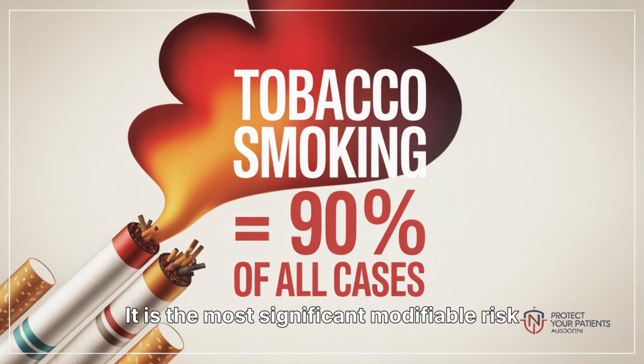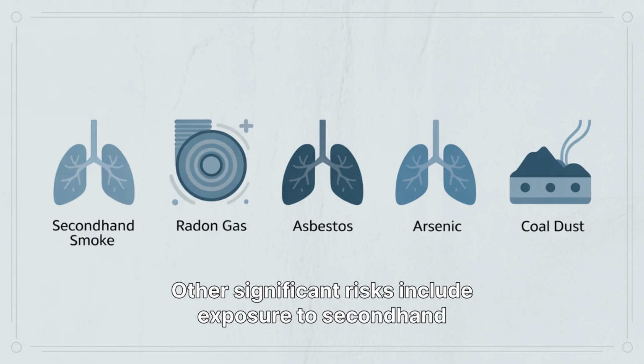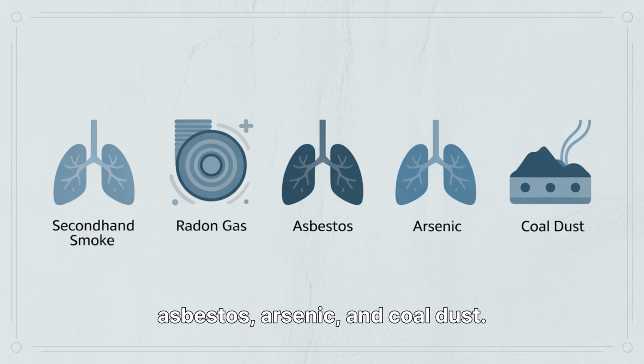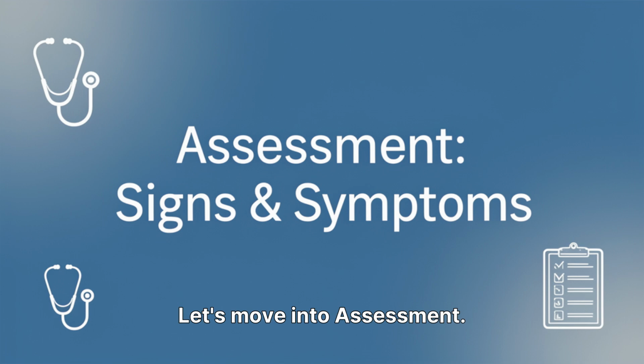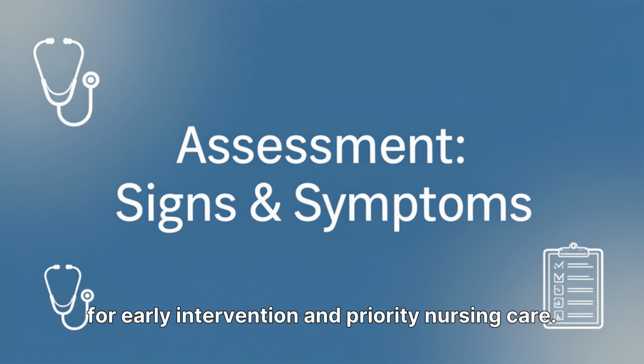It is the most significant modifiable risk factor. Other significant risks include exposure to secondhand smoke, radon gas, and industrial toxins like asbestos, arsenic, and coal dust. Let's move into assessment. Recognizing the signs and symptoms is crucial for early intervention and priority nursing care.